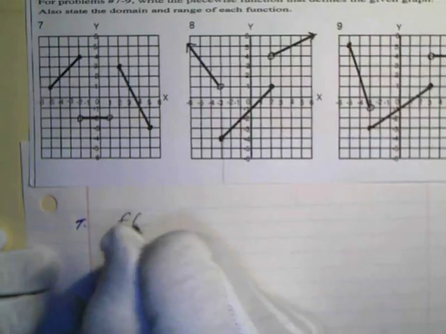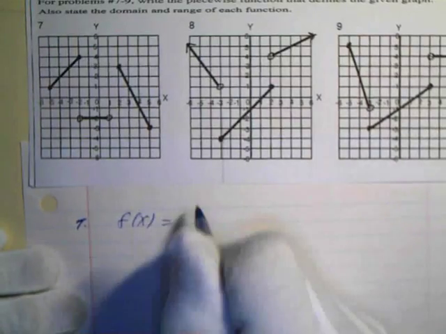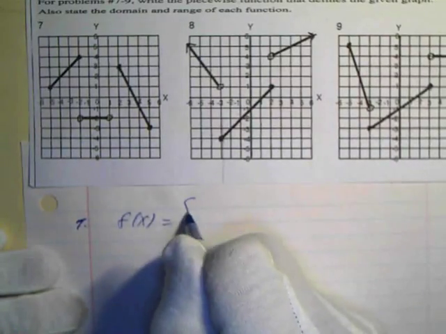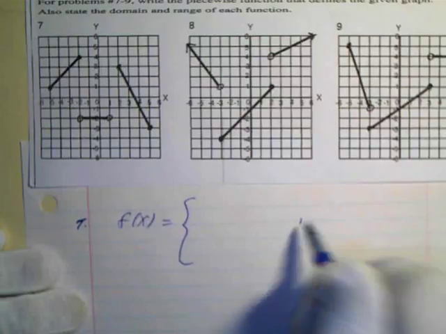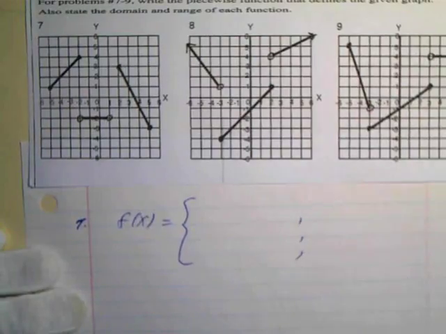f of x equals, and then I've got 3 branches, so I'll leave a little bit more room for my 3 branches. Okay. And I want to figure out my domain first, so I'll put a little comma over here, here, and here. I'll put my 3 domains.